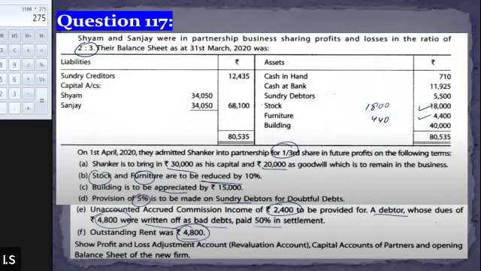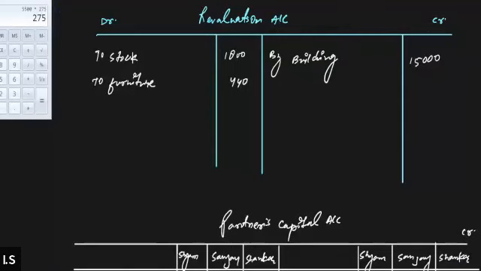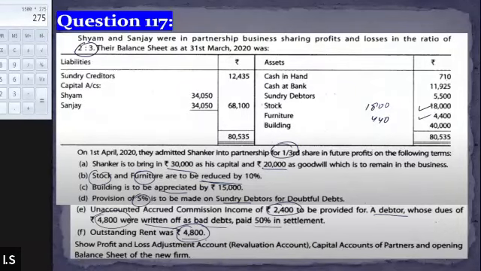Sir, it will increase. Whenever provisions are made on sundry debtors, it reduces the value of the debtors. So provision for debtors at 5%, provision for doubtful debt at the rate of 5%. 5% of 5,500 will be 275. All right. Then the next thing.